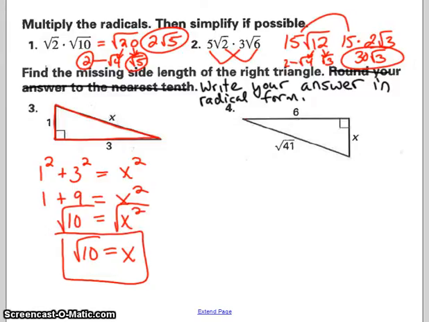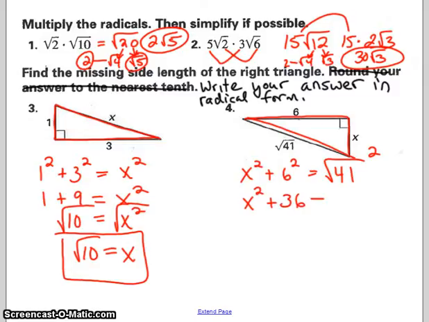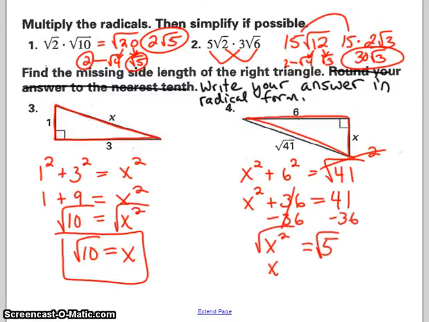Next one, here are our two legs, and here's our hypotenuse. So we have x squared plus 6 squared equals the square root of 41 squared. X squared plus 36. Now the square root of something squared, they cancel each other out, so you're just left with 41. Subtract 36 on both sides, and we get x squared equals 5. Square root, x equals the square root of 5. All right.